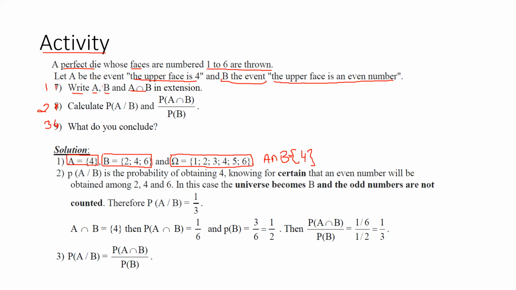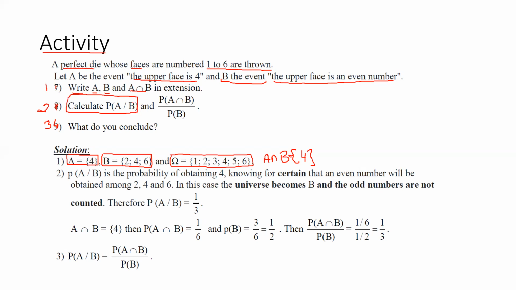So what we did is write A, B and A intersection B in extension. So omega is 1, 2, 3, 4, 5, 6. A, the upper face is 4. B, the upper face is even. Part 2, probability of A given B. We have to use the definition. شو probability of A given B?